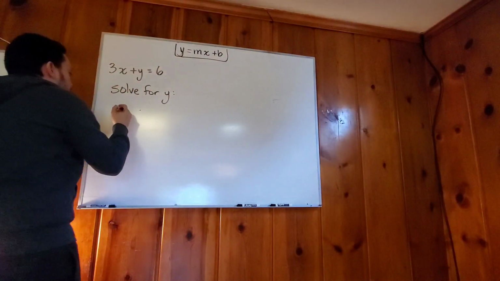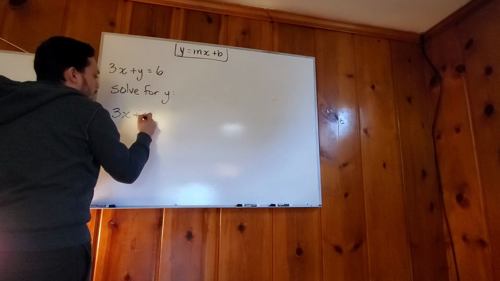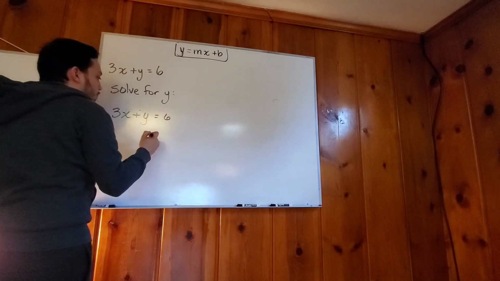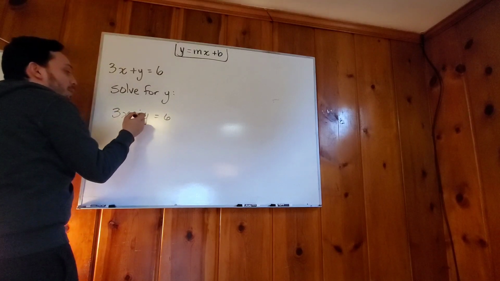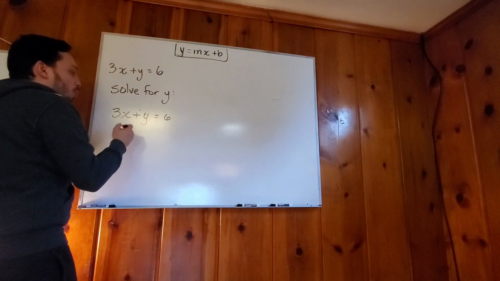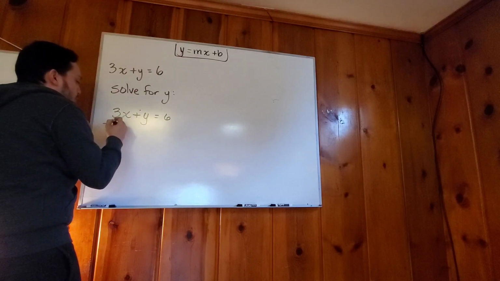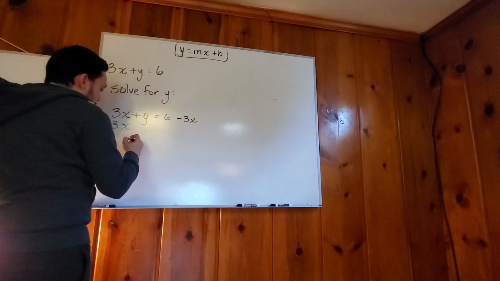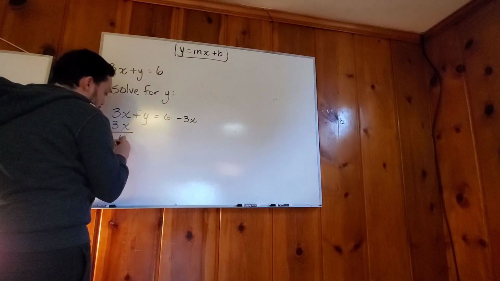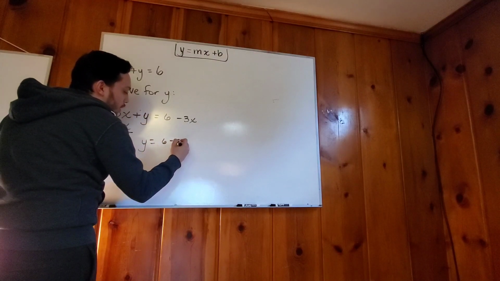And so if I do that, I have my problem 3x plus y equals 6. And then I'm going to subtract 3x from both sides. Why? Because what is the 3x doing to the y? The 3x is adding to the y. So I have to do the opposite, subtract. So I'm going to subtract 3x on both sides. And then I'm going to get 0 here, and then y equals 6 minus 3x.